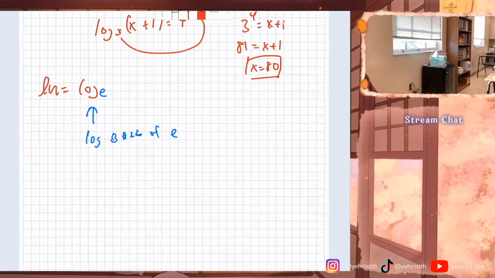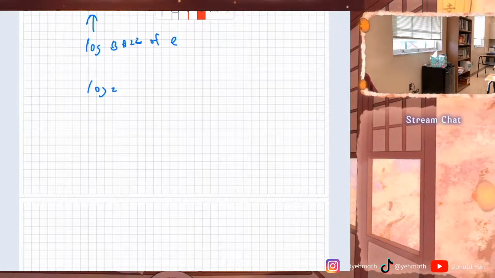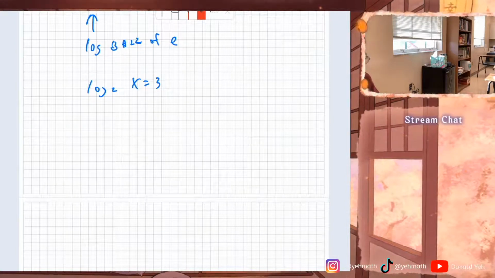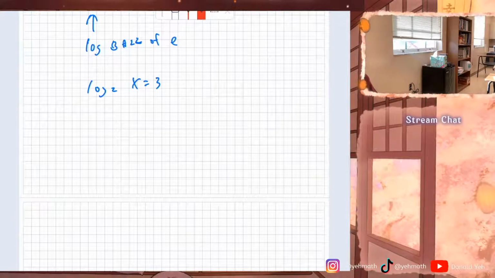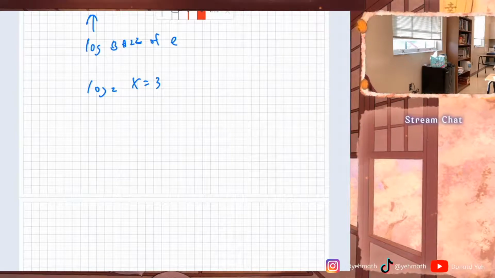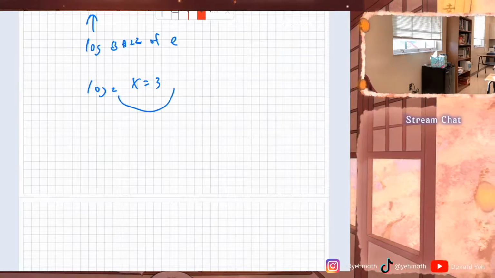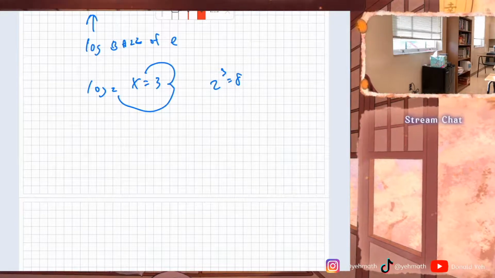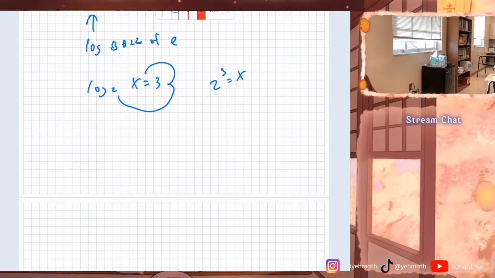So you can convert it to 2 different forms. I can ask a question like this: log base 2 of x equals 3. So what will x be equal to? Yes, who says 8? Good job. Because 2 to the 3rd power is equal to 8. So x is equal to 8. That's how you have to be able to solve the problem.